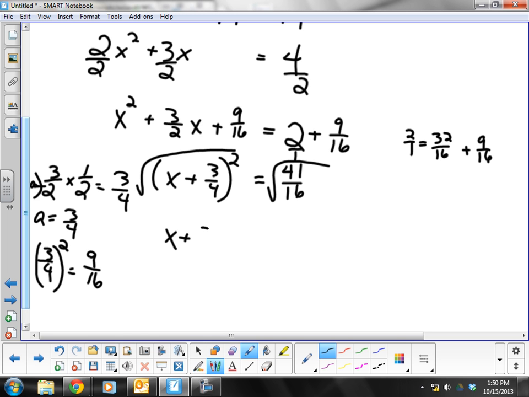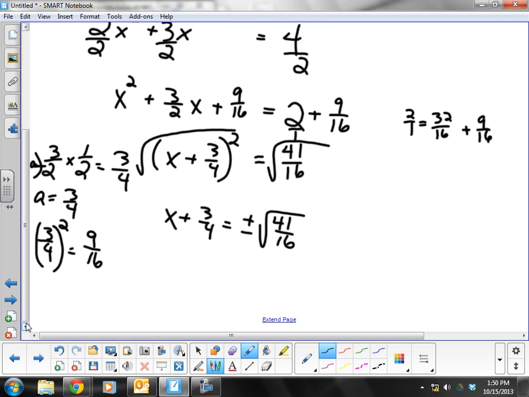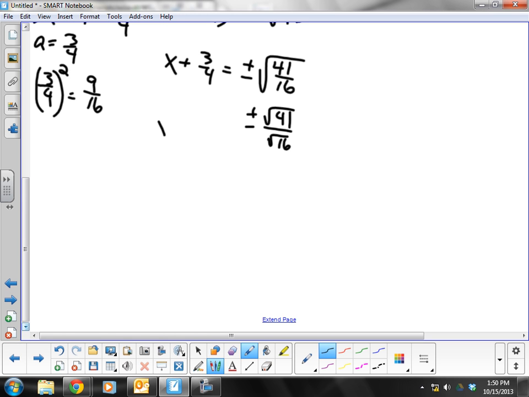So I get x plus 3 over 4 is equal to a positive or negative square root of 41 over 16. Now, just like when I did the square root of a product, and I could take each part, I can do the square root of a quotient too. So I can rewrite this as plus or minus the square root of 41 over the square root of 16. Are y'all good with that? Y'all understand what I'm doing there? As long as I'm not adding or subtracting, I can take the square root of each part.